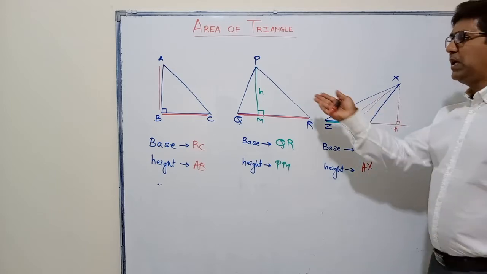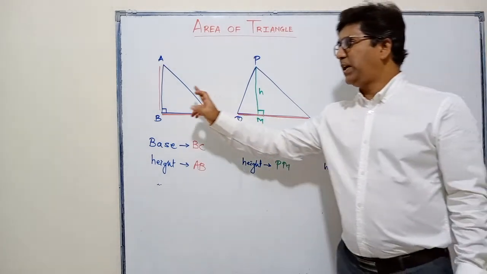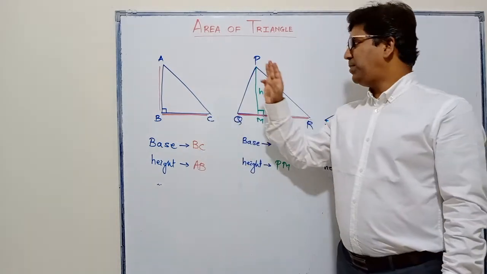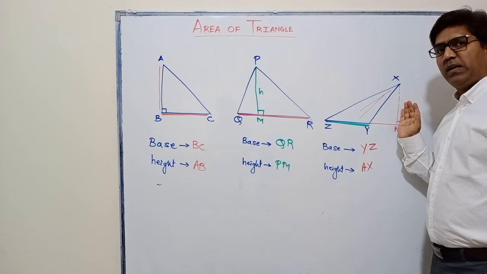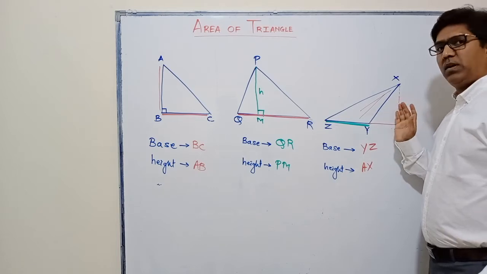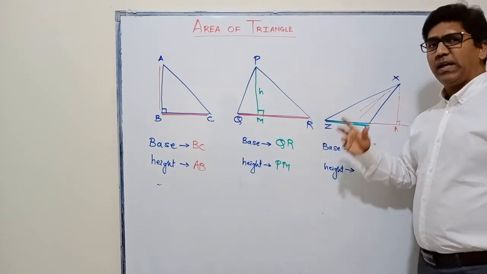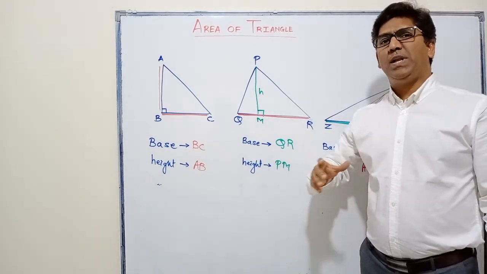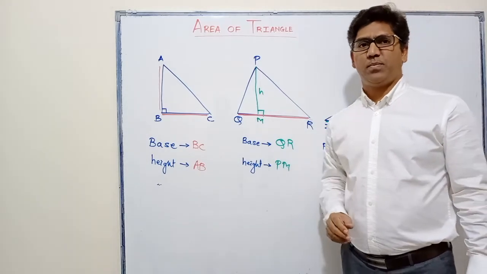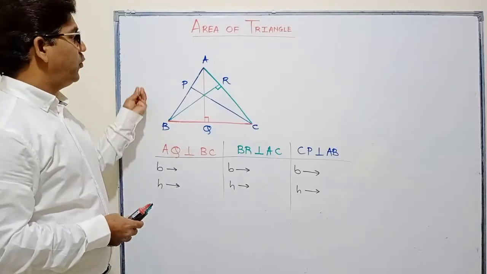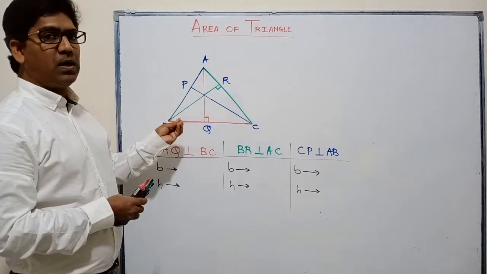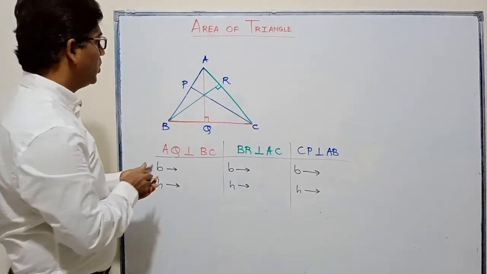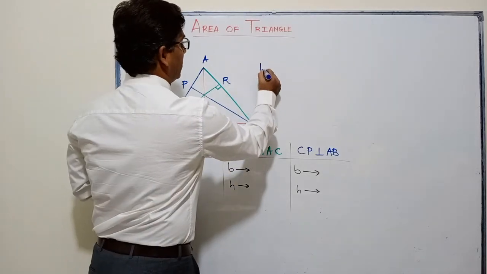So if you can see, the height can be the side of the triangle, it can be inside the triangle, or it can also be outside of the triangle. Now we look at an example. In the same triangle, how many heights and bases can we have? Here we have a triangle where you have three heights drawn. The heights are also known as altitudes.